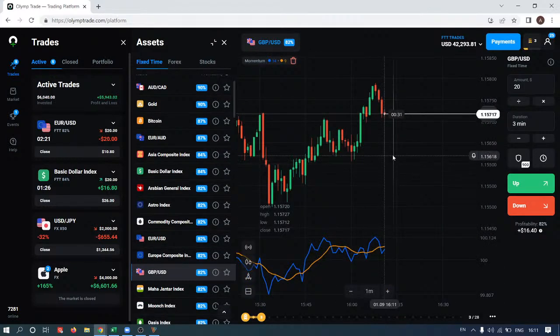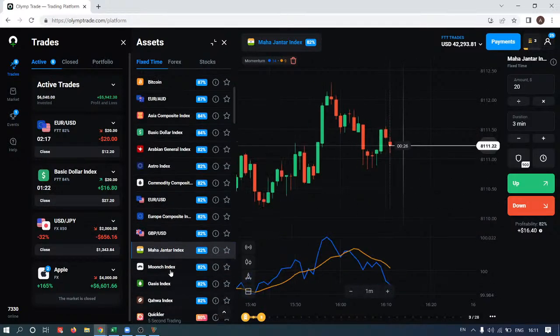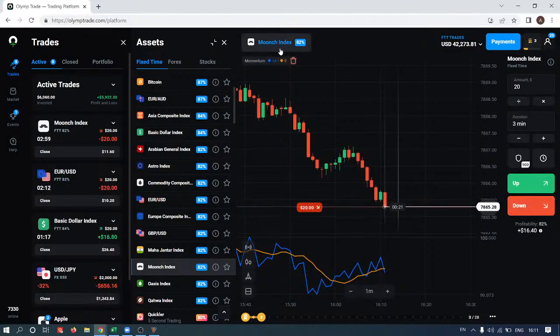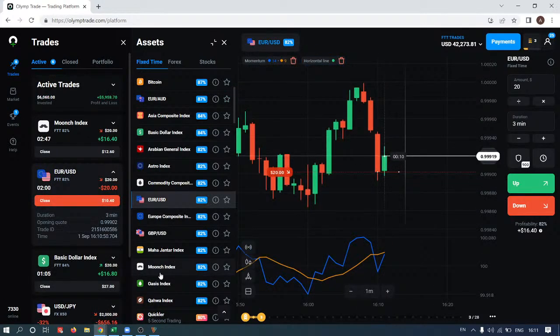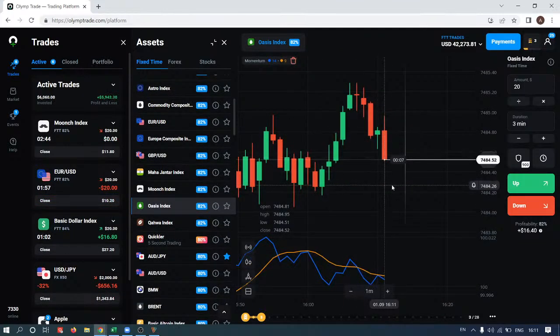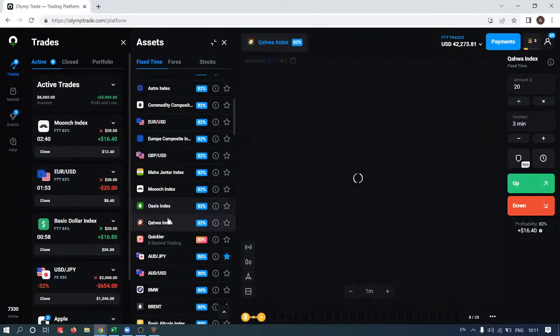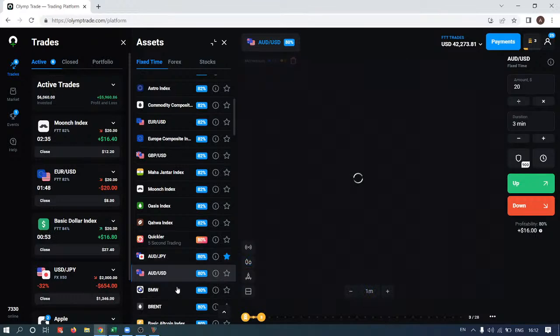All right. So guys, if you happen to spot signals, let me know. I've just spotted a signal on Munch index. This Munch index, this is a down signal. Let's go ahead. Oasis signal. There is no signal right now. Waiting for a signal. So AUDJPY.